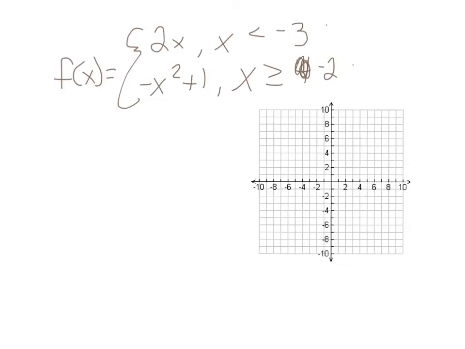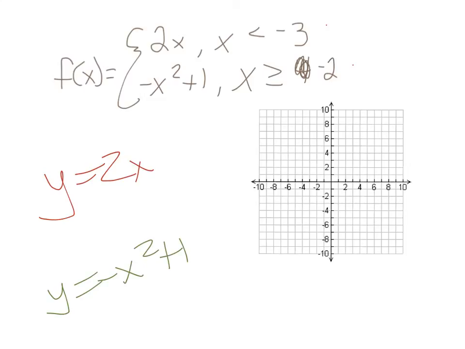All right, so 2 pieces, 2 parts of the graph. That first part of the graph is y equals 2x, right? And the other part of the graph is y equals -x squared plus 1. This part and that part, if it makes it easier to see it, I want you to write it as 2 separate little things for a minute.